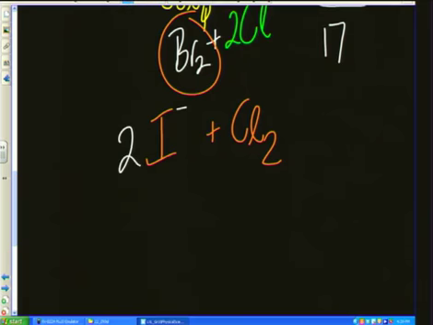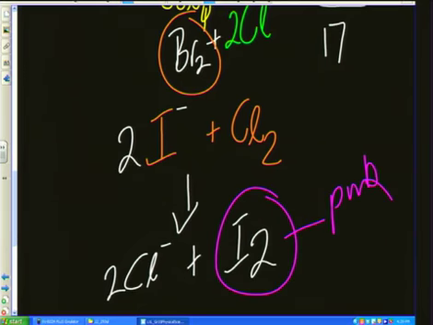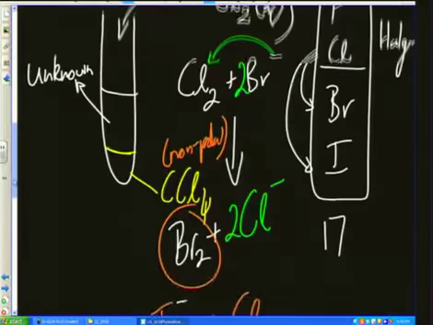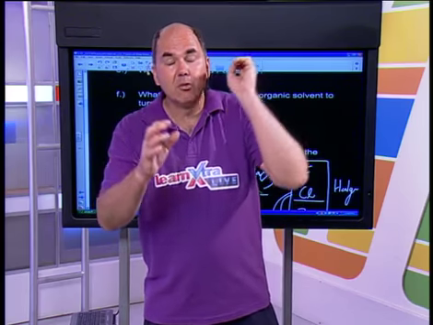Iodide, 2 of them. The chlorine would become chloride, and the iodide would become iodine, and this dissolves in carbon tetrachloride and gives us a pink solution. So in the question, what we were asked is what substance caused the organic layer to turn pink? It was iodine. Where did the iodine come from? It came from this redox reaction.